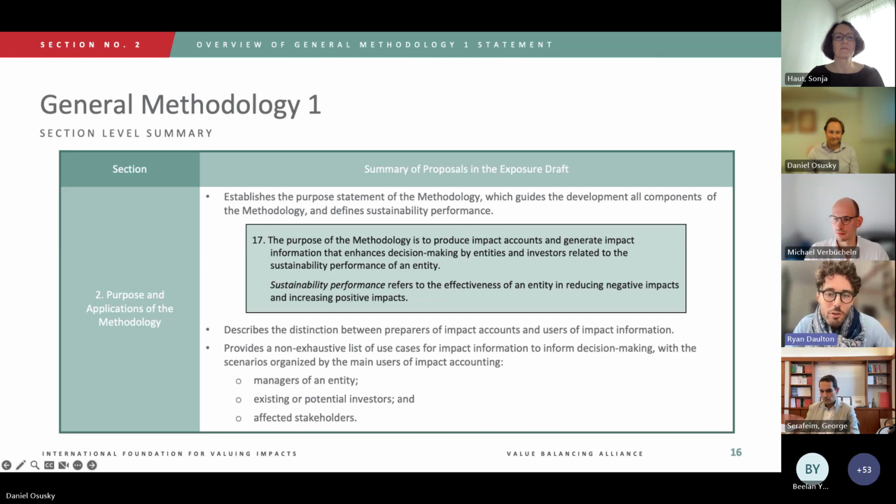Section 2 also describes a distinction between preparers of impact accounts and users of impact information, and provides a non-exhaustive list of the various use cases for impact information to inform decision-making. With those various scenarios and use cases in the document, you'll see organized by the different users, the managers of an entity, investors, and affected stakeholders, each of which have different use cases for impact information.